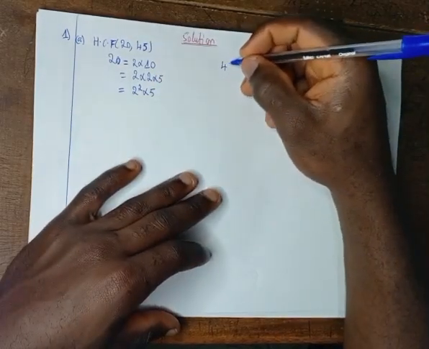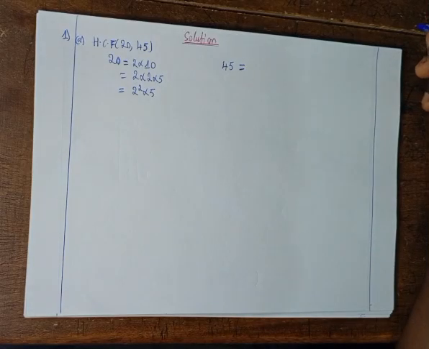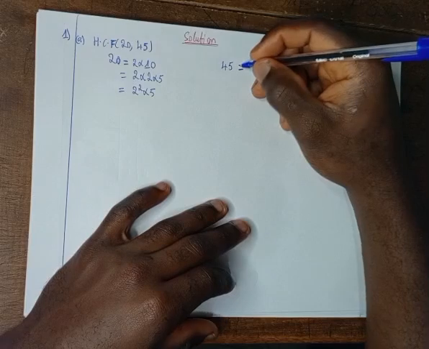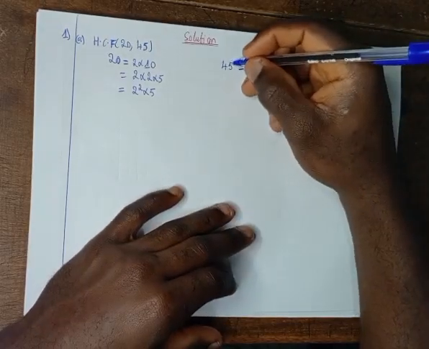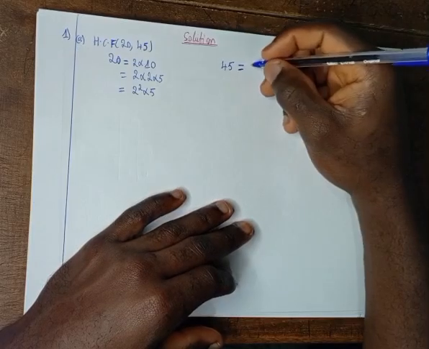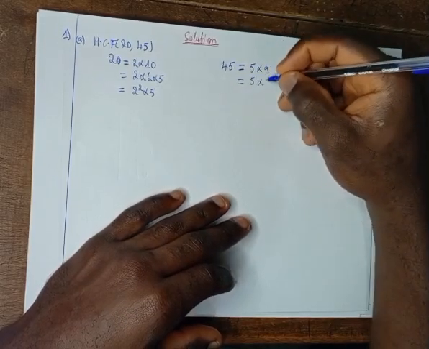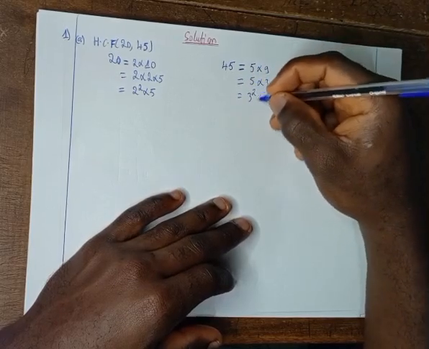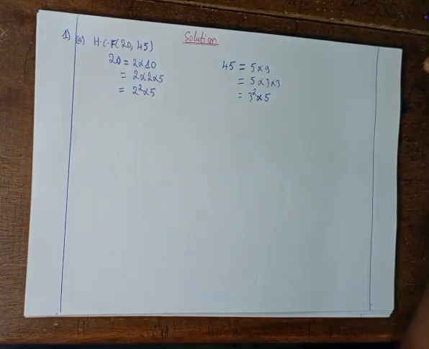If we take the next number 45, the first prime factor of 45 is 5. We know 45 divided by 5 gives us 9. So this will give us 5 times 9, which is equal to 5 times 3 times 3. So this will simply give us 3 raised to the power 2 times 5. This is the prime factorization of the number 45.